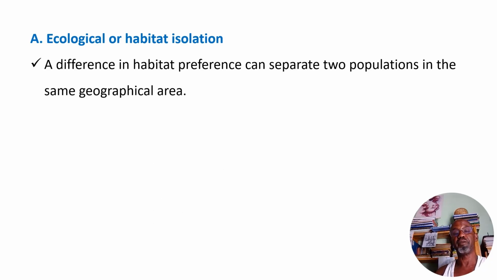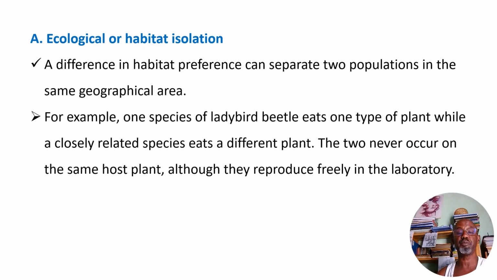A difference in habitat preference can separate two populations in the same geographical area. As I have told you, for example, one species of ladybird beetle eats one type of plant, while a closely related species eats a different plant. The two never occur on the same host plant, although they reproduce freely in the laboratory. In natural environment, the two feed on different species of plants, so the chance that they come and reproduce will be reduced, so that in course of time they are going to be different species.